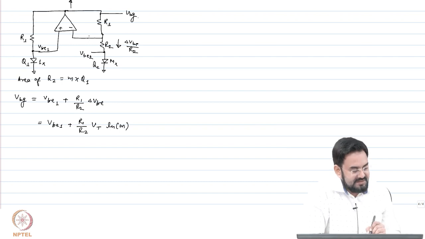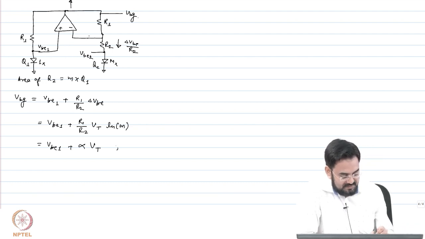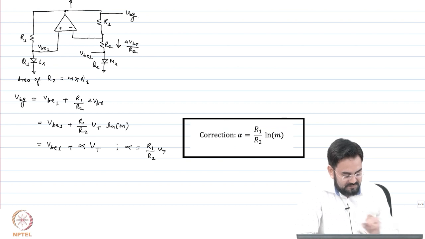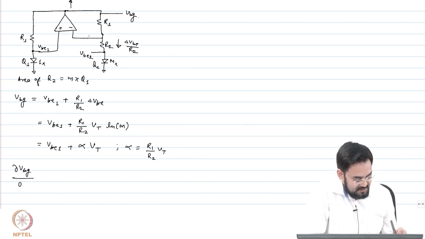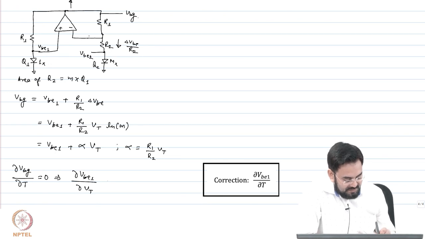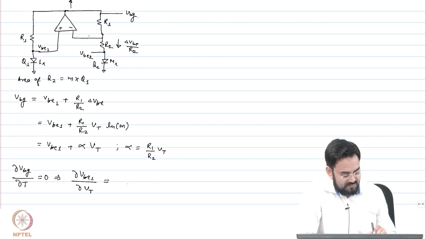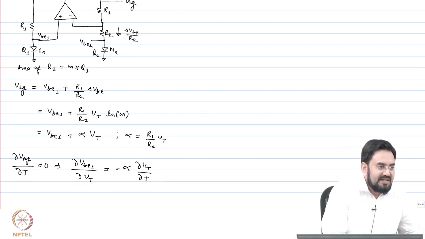So now, what is your K factor? R1 by R2, I can define it as VB1 plus alpha VT, where alpha is R1 by R2 into VT. And what is the condition for band gap? Delta VBG by delta T should be 0, which means delta VB1 over delta T should be equal to what? Minus alpha delta VT over delta T, which will be nothing but K by Q. And we calculated how much that was?